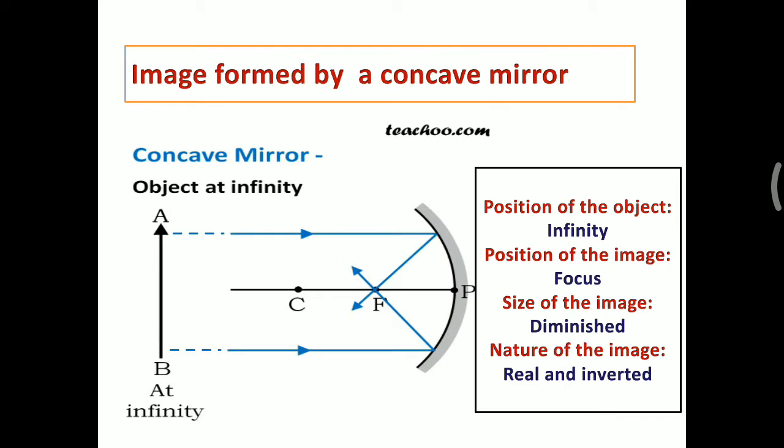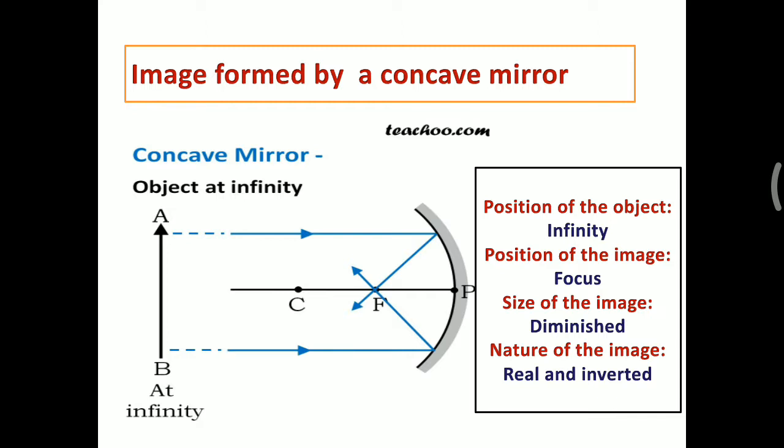The first one is the image formed by a concave mirror. I took a concave mirror and focused on an object at infinity. The arrow AB represents the object, placed at infinity distance. The light coming from the object falls on the concave mirror, and once it strikes the mirror, it is reflected back. Here I took only two rays instead of more, to easily understand the direction after reflection.